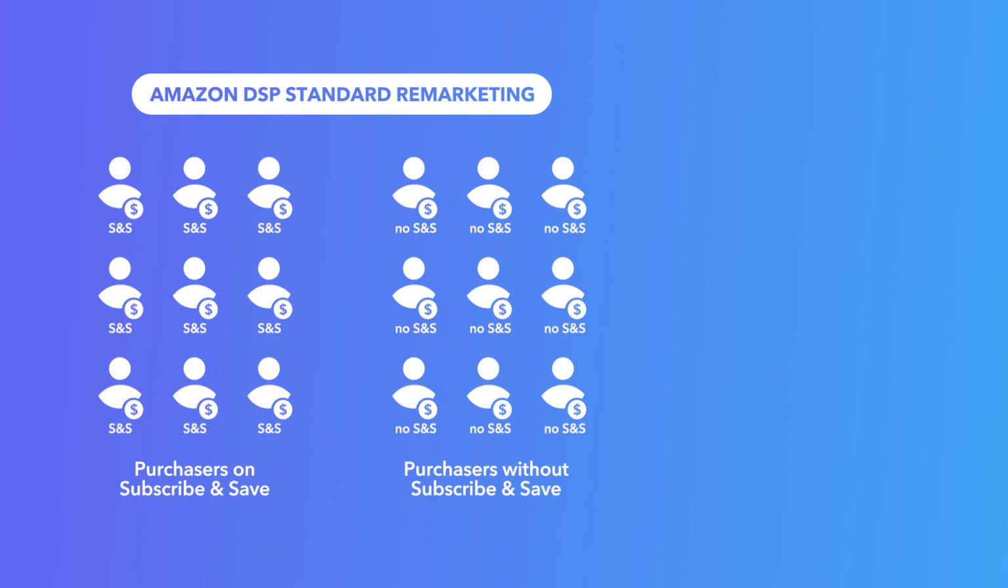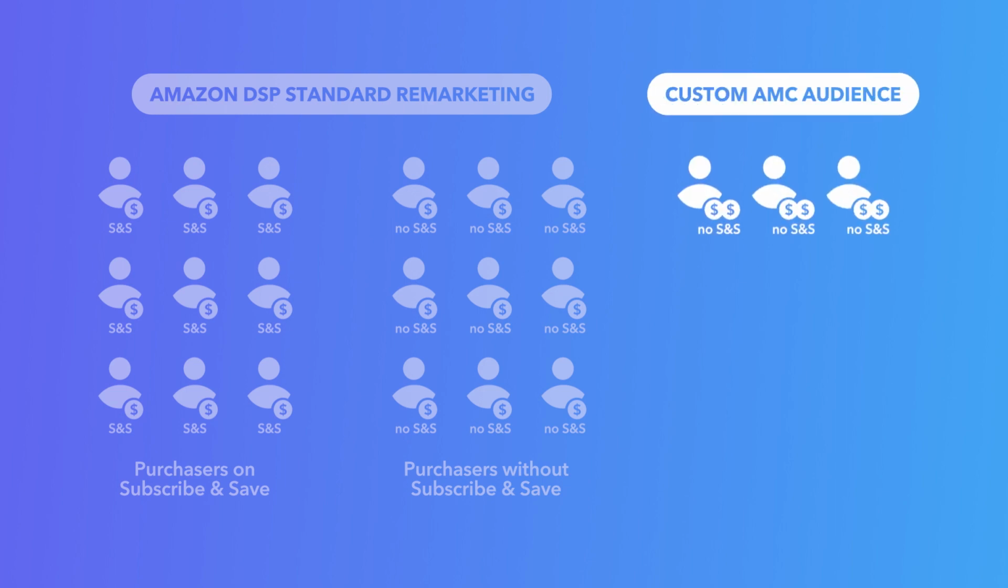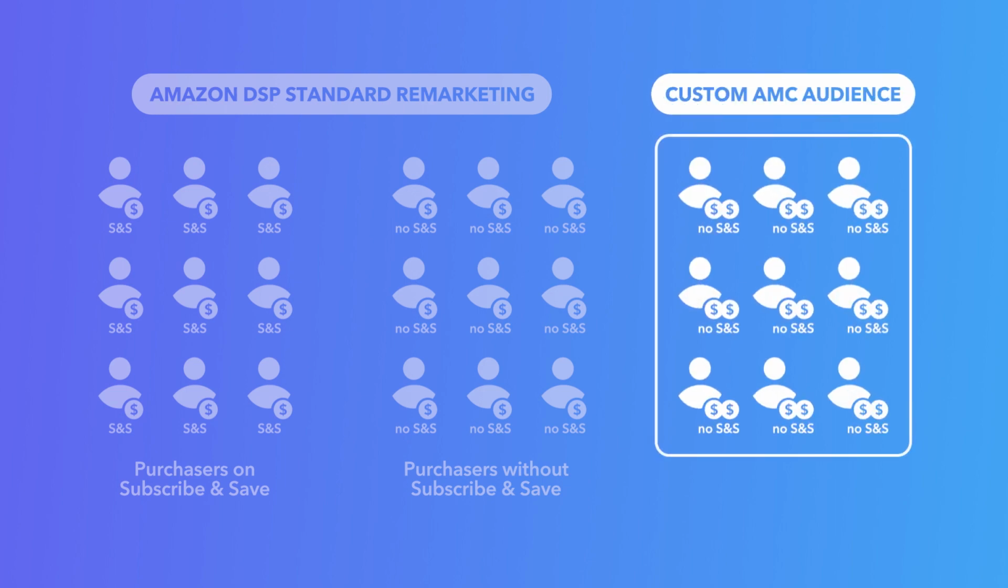But with custom AMC audiences, you have the ability to exclude both of these groups to ensure that your ads are only displayed to users who have purchased your product at least twice and who have not yet activated subscribe and save. This level of targeting also opens up possibilities for more tailored ad creatives, like highlighting the option to subscribe and save within your ads.